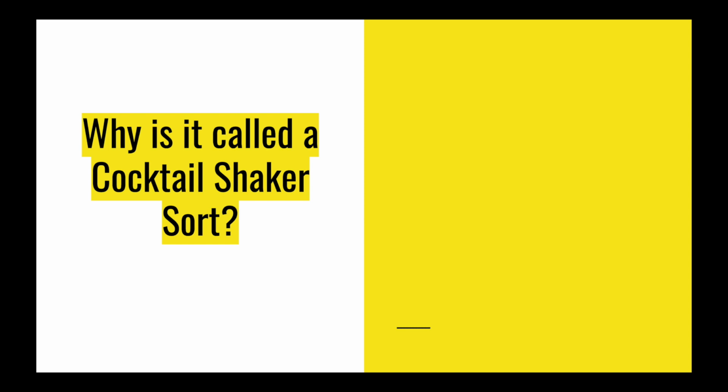To understand the meaning behind the name, we first need to acknowledge where this sorting algorithm originated from. The bubble sort is a simple algorithm that compares side-by-side elements of an array and swaps them if they are in the wrong order. The thing to know about the bubble sort is that it only functions in one direction.